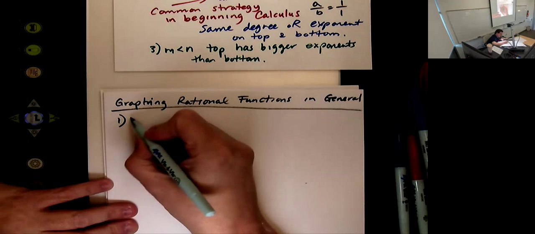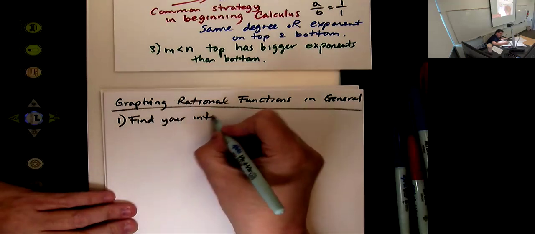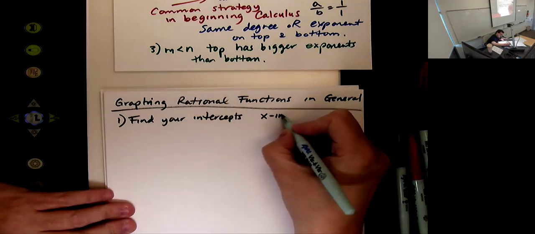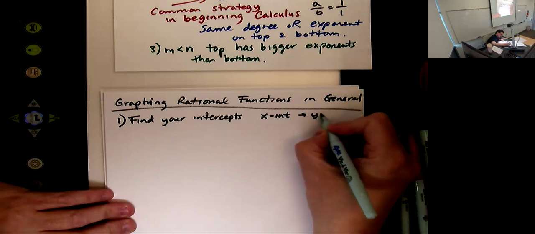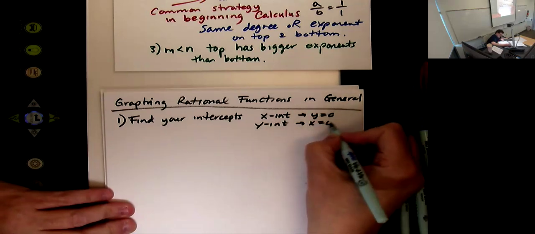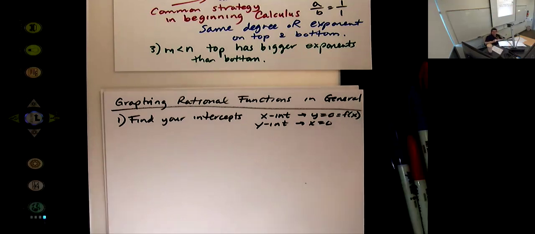1, find your intercepts. X int is when y equals 0. Y int is when x equals 0. Y equals 0, which is f of x, so you set the function equal to 0 and you solve.